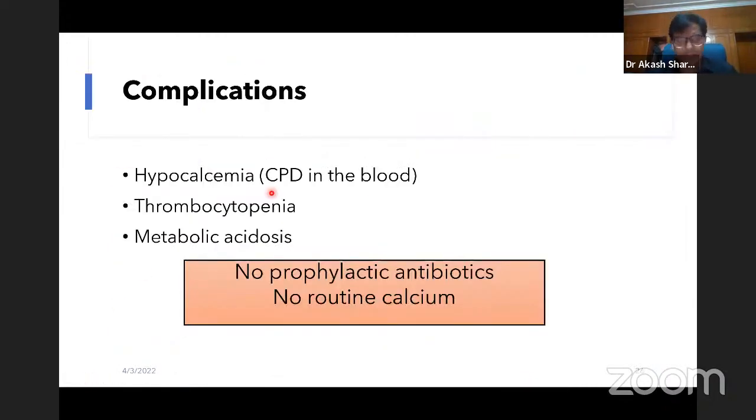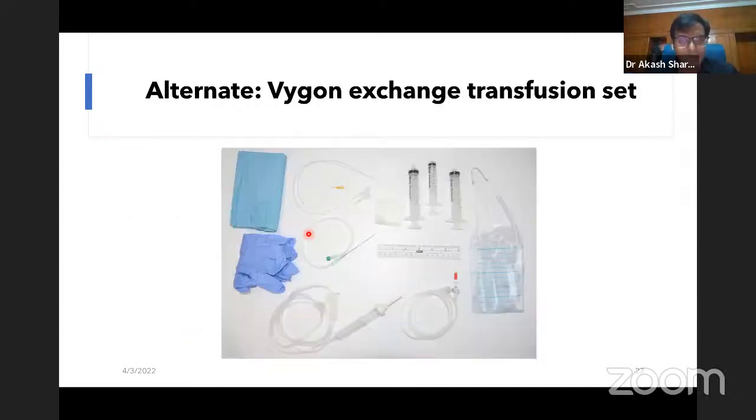So the procedure was elucidated in the previous video. The common complications that we used to see were hypocalcemia, but as stated in the video, it is not so common, and no prophylactic use of calcium or antibiotics should be done. Hypocalcemia used to occur when CPD was used as a preservative, and the blood banks might be using some other preservatives now as well. There are concerns that it might cause some thrombocytopenia or metabolic acidosis, but routinely, if all aseptic precautions are taken into consideration, the procedure is pretty safe.